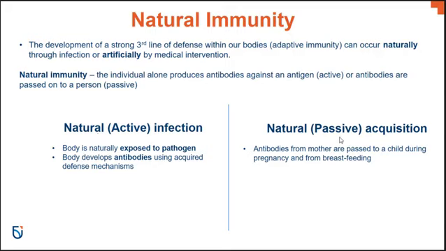Natural passive immunity, however, is where antibodies are given to you passively. The example is when a mother is breastfeeding. She is going to be able to give the baby antibodies. Instead of the baby actively producing antibodies on their own, they are passively acquiring them from the mother's milk. It's natural because it's a natural process of breastfeeding a child.